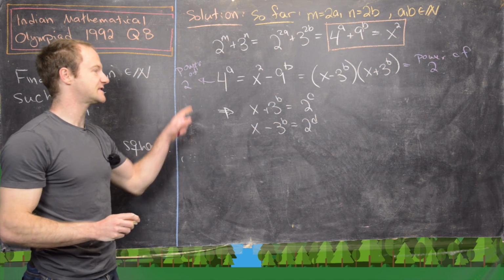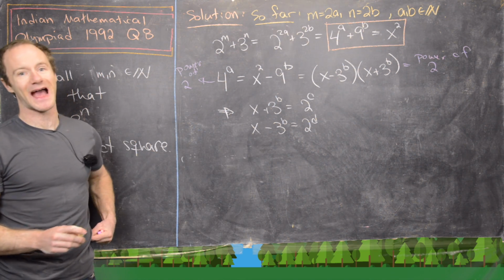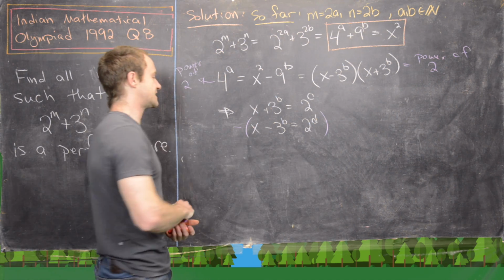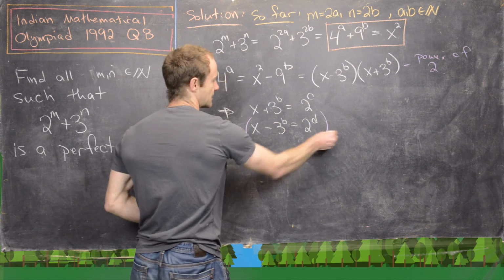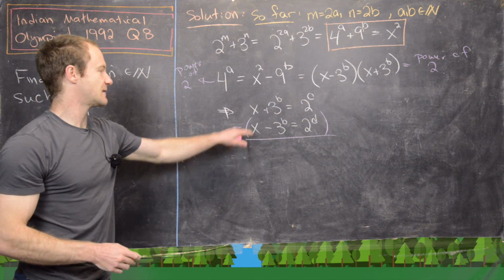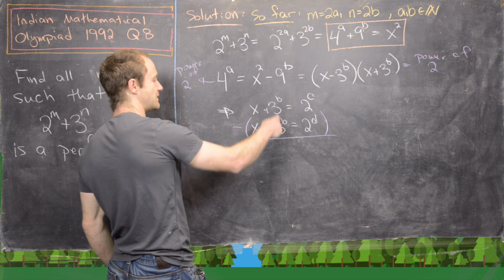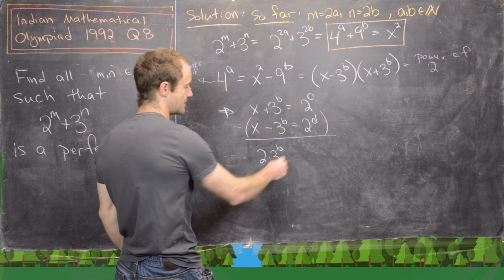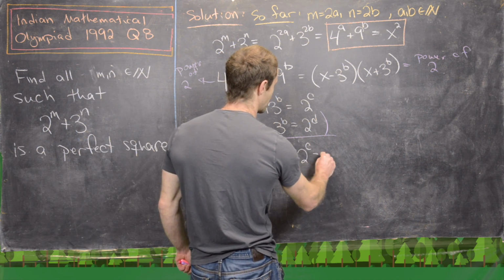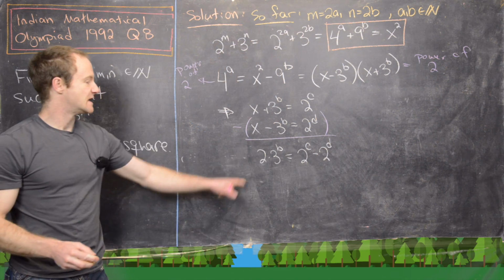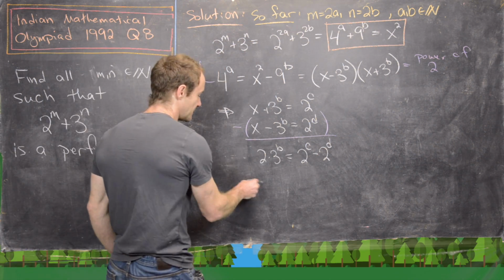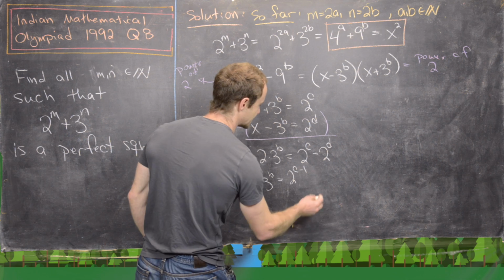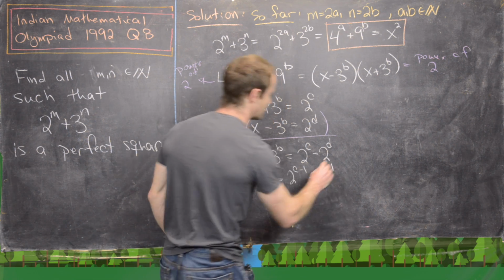Now what I want to do is take this system of equations and eliminate the x's, and we can do that maybe by subtracting the second equation from the first equation, and let's see what we get when we do that. So x minus x is going to be 0. Then we're going to have 3 to the b plus 3 to the b, so that's going to be 2 times 3 to the b. And then here we're going to have 2 to the c minus 2 to the d. Now we can divide both sides by 2, and that's going to give us 3 to the b equals 2 to the c minus 1 minus 2 to the d minus 1.